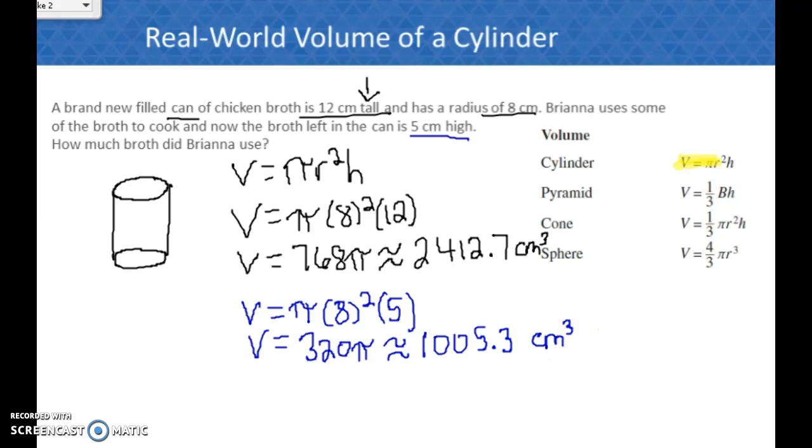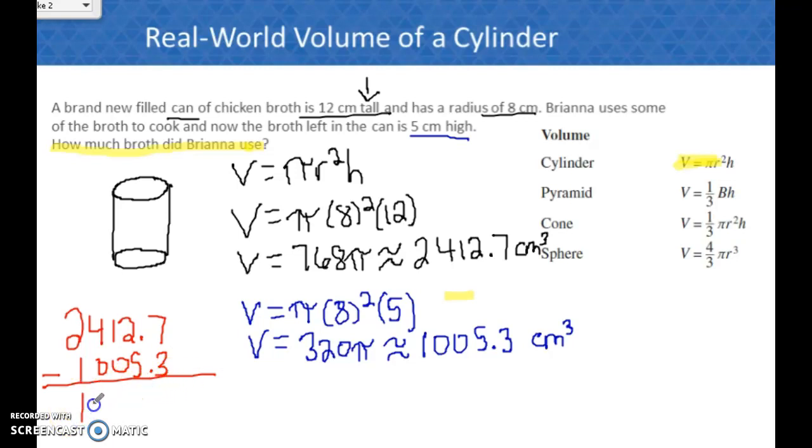Now let's look back at the original question. The question says, how much broth did she use? It doesn't say how much broth is left or how much did she start with. We want to know how much she used. So in order to do that, we would need to take the original volume and subtract the new volume to figure out how much was actually used. So we would take the original volume and we would subtract off what's left, and that would tell us how much was used.